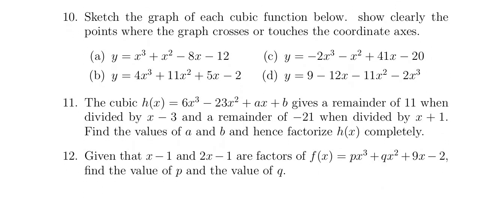The same thing applies to number 10, but for number 10, I'll just redo one of them. So I'll do A. They're simply saying, sketch the graph of each cubic function below. Show clearly the points where the graph crosses or touches the coordinate axes, so the x and the y axis. So that's what they're asking us for. It's the same thing. We just have to factorize completely. We get the 3 x-values, if they exist. Where it crosses the y-axis is always going to be the constant. This is the y-intercept all the time.